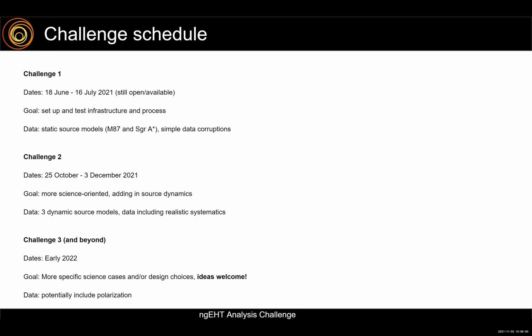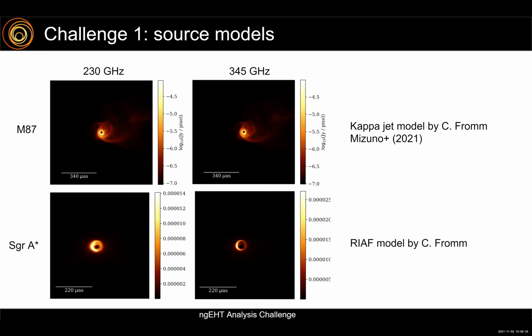And this is still pretty open. So if you have an idea, or for example, you see a feature in your model that you think could be interesting to test if you could see it with the ngEHT, don't hesitate to contact us and we might design a challenge around this. And also so far we've only used Stokes I data, so we may include polarization here as well. So just an overview of the 2 challenges that we've been doing so far.